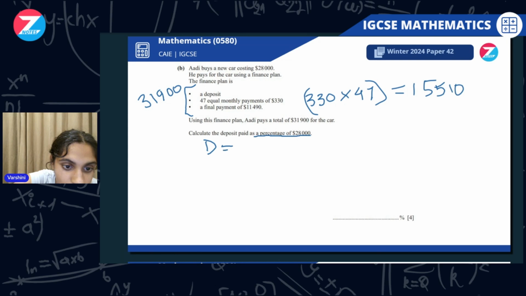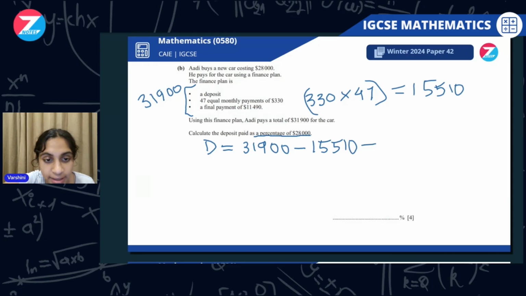D is equal to the total he paid, 31900, minus the equal monthly payments, which is 15510, minus the final payment, which is 11490. Then just put this straight into your calculator, minus 11490, and you get 4900.